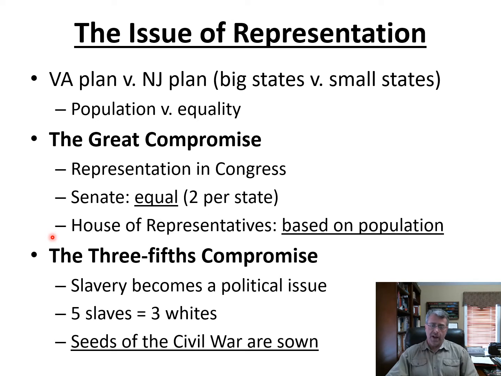So once we decide on how the states are going to be represented, the next issue, and it's kind of an extension of representation, is how exactly will we determine the population of these states? Some states want slaves to be considered part of the population in order to calculate their number of representatives in the House. Obviously, these are the southern states where there are large numbers of slaves. They want to count those slaves for the purpose of representation. Northern states, of course, will oppose this based on the fact that there are so few slaves in the North.